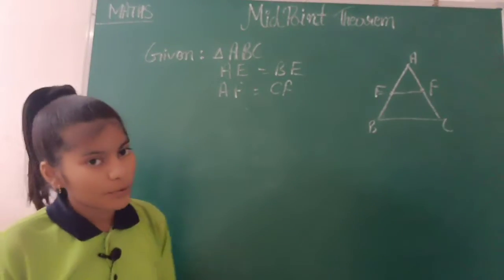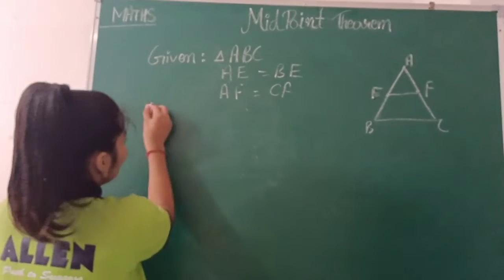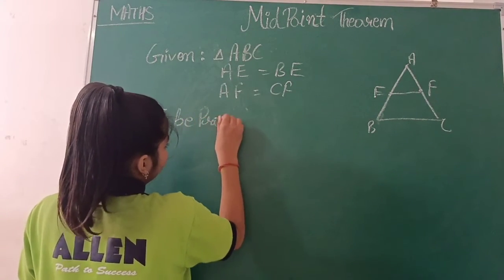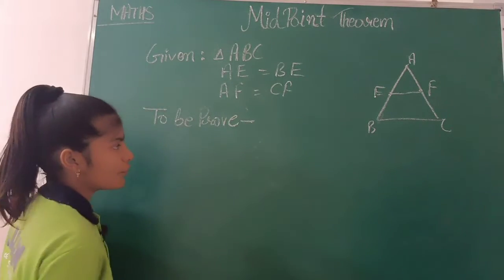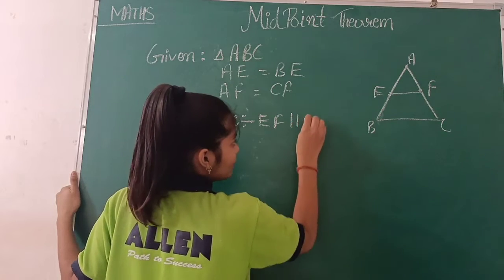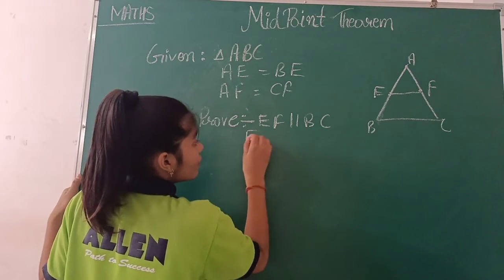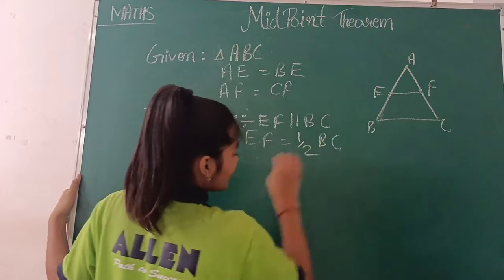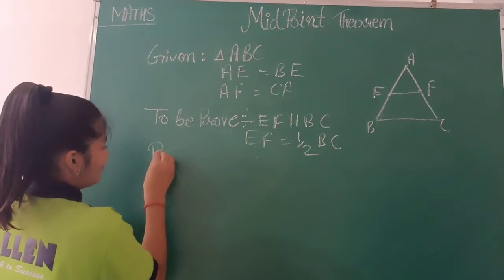Then we write what is to be proved. To be proved, we have that EF is parallel to BC and EF is also half of BC. We have to prove this statement, right? Then after that, let us prove this.